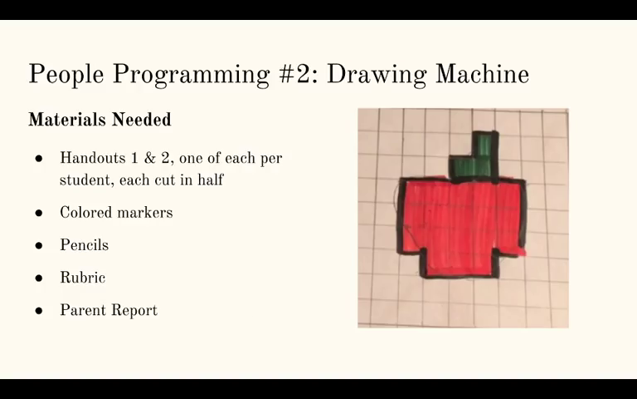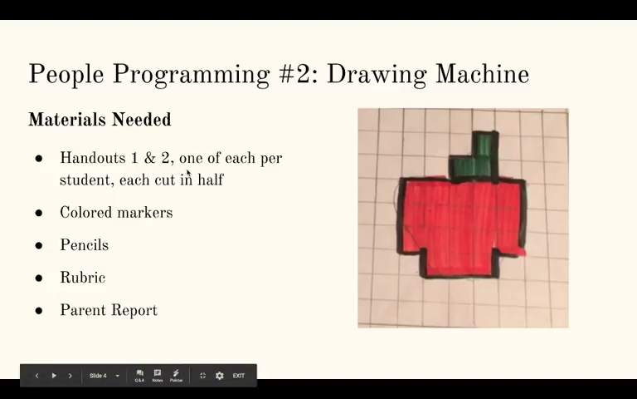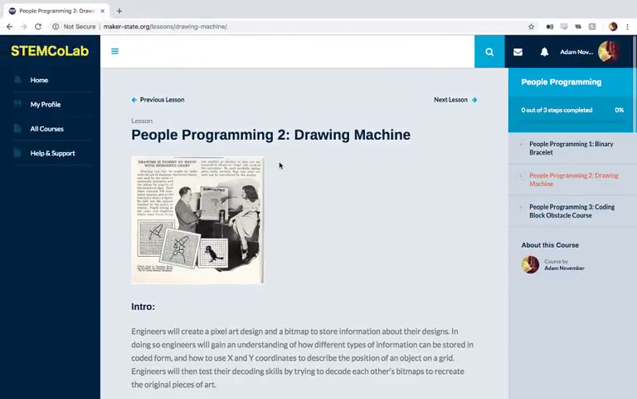So we've arrived at our second people programming challenge, and this is the drawing machine. This is a challenge about creating pixel art, and then from that pixel art, distilling a bitmap, used to record the data for this art that your students will make. So what you need for this challenge are your handouts, number 1 and 2, one each per student, cut in half. And let's just go quickly to our LMS for this.